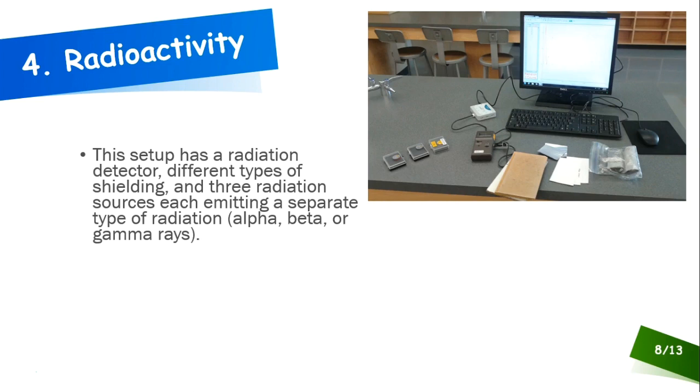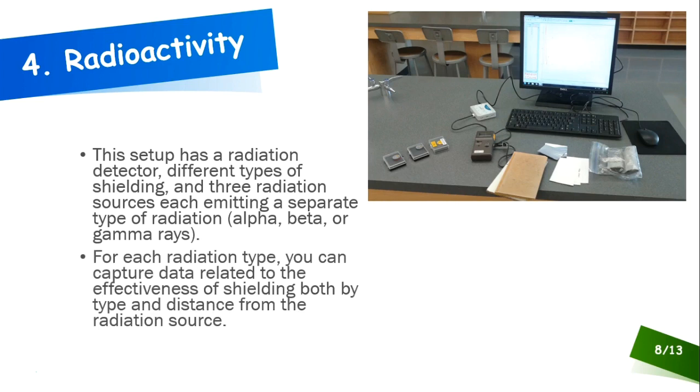So we can see here we've got a Geiger counter that's set up with Logger Pro, and you've got different samples that are emitting different types of radiation. You've got different types of shielding there, made from all sorts of different materials. So there's all different things you can experiment with here. You can vary the distance to the shield, the type of shield, how much shielding you have, all sorts of things you can play around with here with the radioactivity.